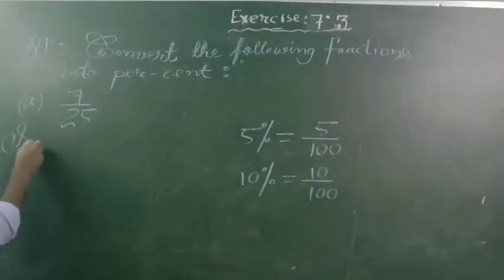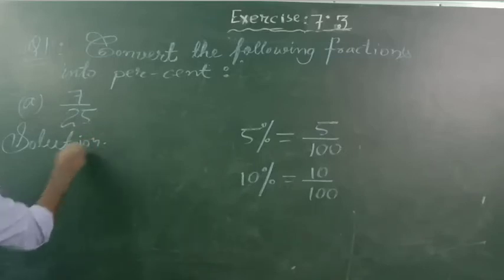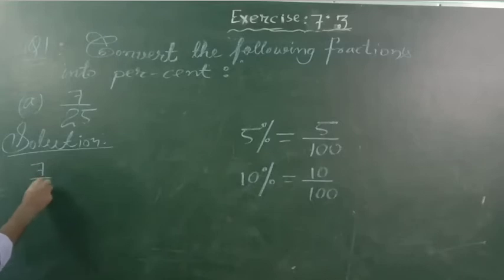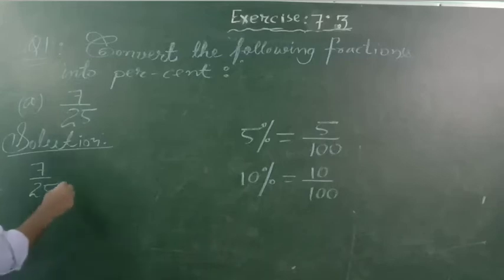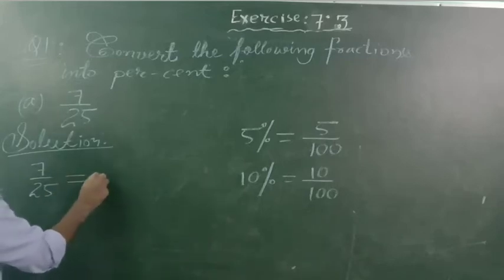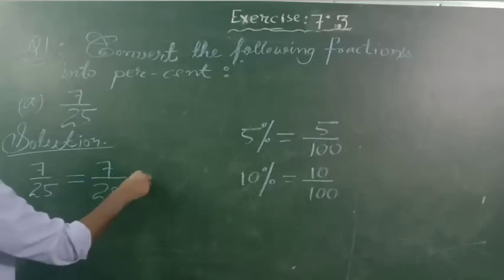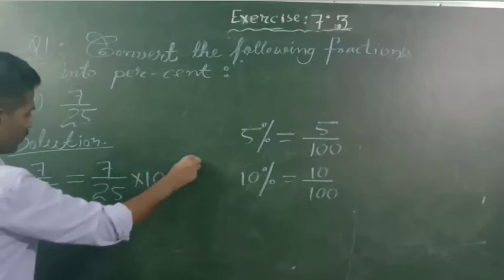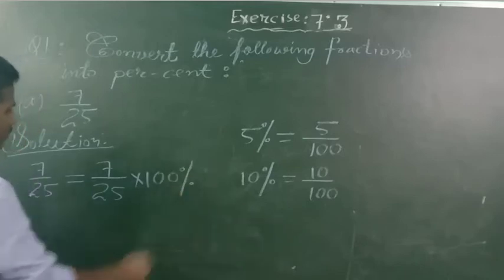Solution. It is a very simple question. Our question is 7 by 25. This is a fraction, and we have to convert this fraction into percent. Converting a fraction into percent is very simple. Just multiply the given fraction by 100%. It's very simple. Multiply by 100%.